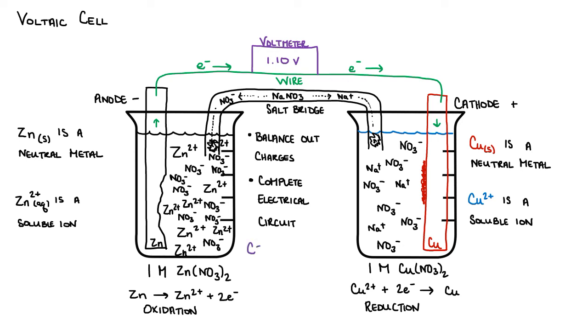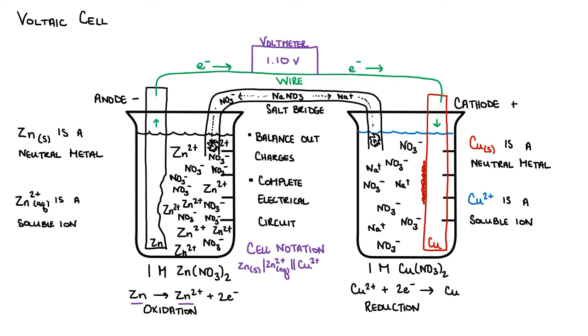One other thing I want to mention at the end here is cell notation. We can actually represent this whole contraption in very simple notation. And that is recording what we start with and end with on the oxidation side. So we start with zinc in solid form, separated by a line that separates the two phases. We end with zinc 2+ in aqueous form.